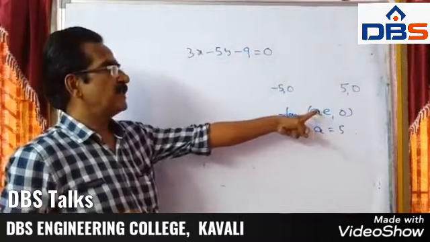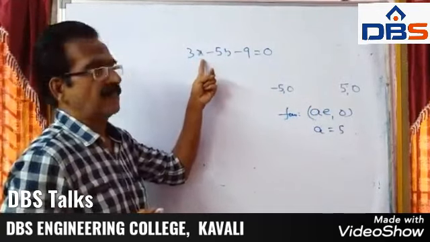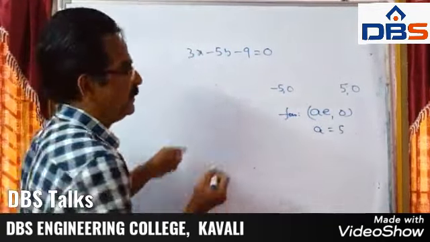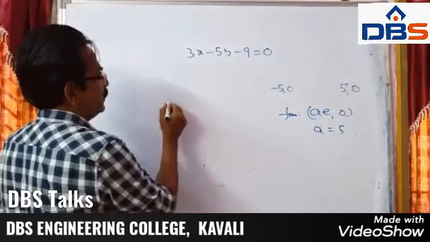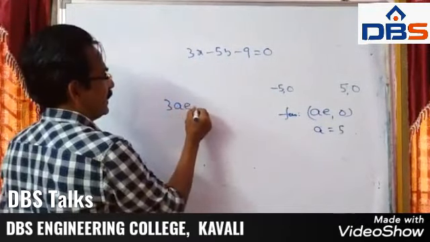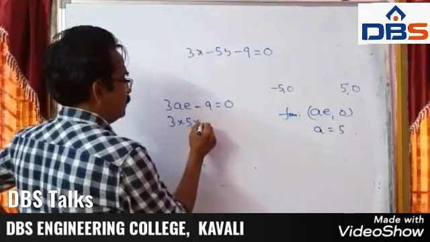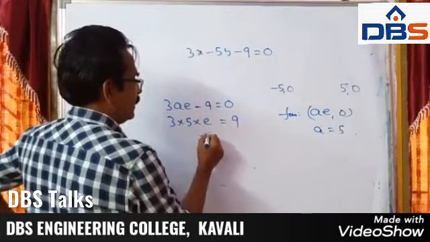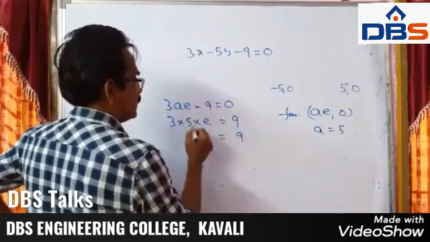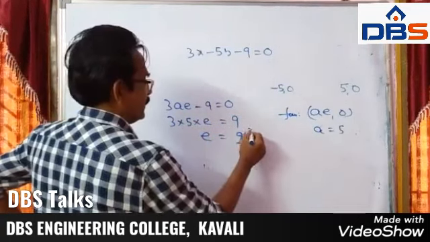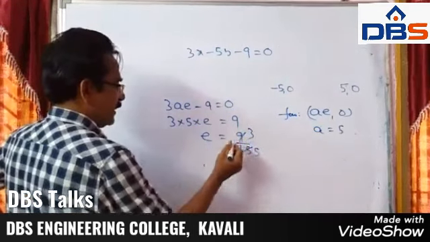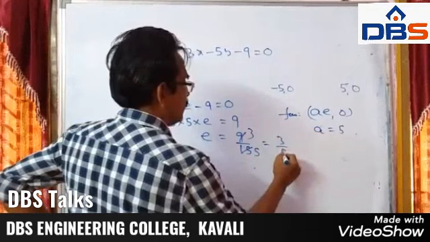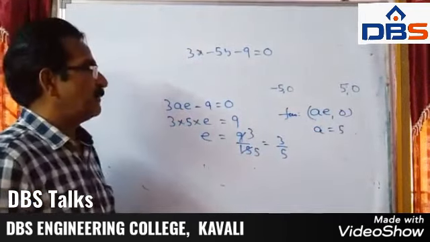And this focus lies on this line. So let us substitute this focus in this line. 3 into ae, 3ae minus 5 into 0 minus 9 is equal to 0. 3 into 5 into e is equal to 9. e is equal to 9 by 15. 3 3s, 3 5s. So e is equal to 3 by 5.